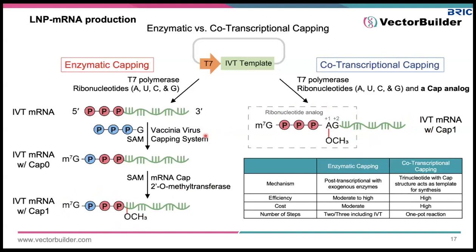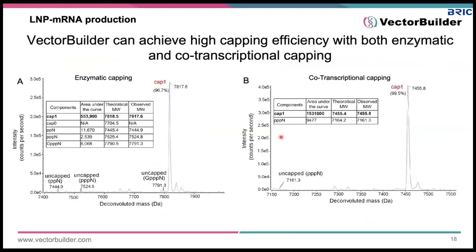structure. Comparing these two approaches, you can clearly see that the co-transcriptional capping is more straightforward. It has only one pot reaction, whereas the enzymatic capping has 2 or even 3 pots of reaction. And by our testing, the co-transcriptional capping is even more efficient. However, co-transcriptional capping is also more costly. But at VectorBuilder, we provide both capping approaches, and we can achieve good capping efficiency with both of the approaches.